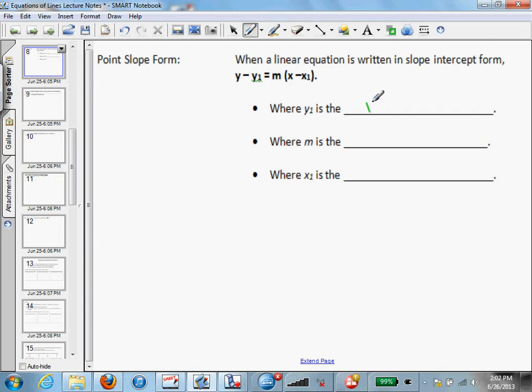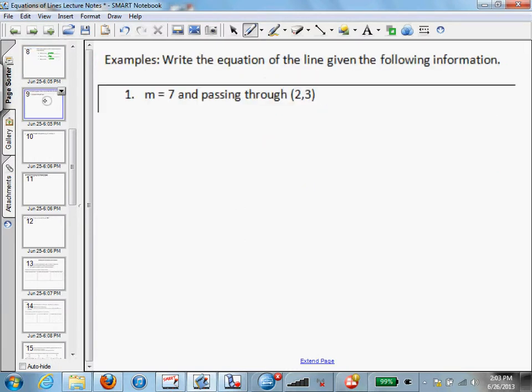y1 is a y coordinate, a y value for a coordinate, m is the slope, and x1 is an x value. Now, as you'll see in some examples, you can go from point-slope form to y-intercept form quite easily. So we're going to be given some examples like write the equation of the line given the following information.